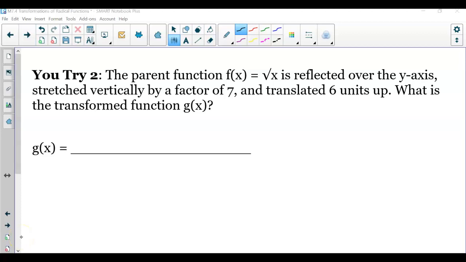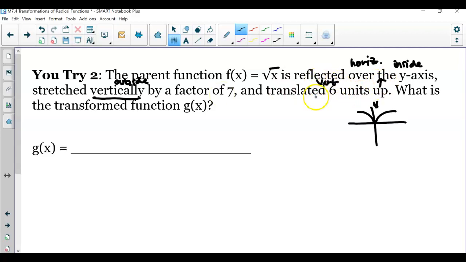And here we go. So again, you're reflecting now over the y-axis. So again, y-axis, this is the y. So if I'm reflecting, it's horizontal, right? Because it's like we went to the left here. So if this is a horizontal reflection, then this is again on the inside. Stretch vertically, so now vertical is outside, by a factor of 7. And translated 6 units up, which is a vertical move, which is again going to be on the outside.